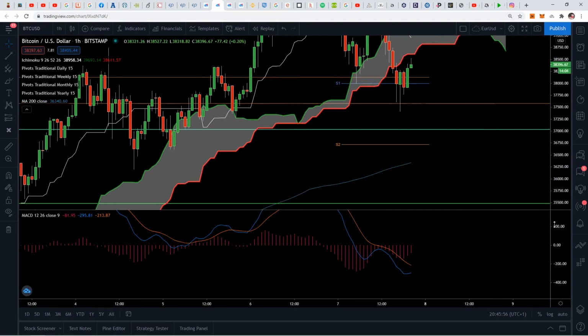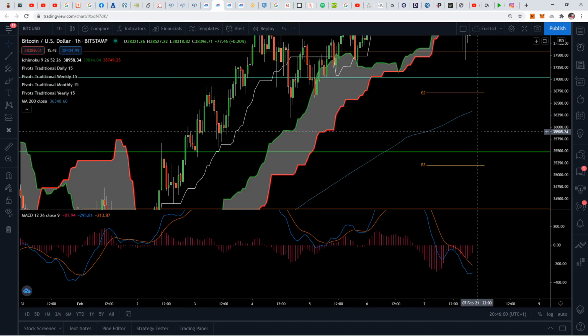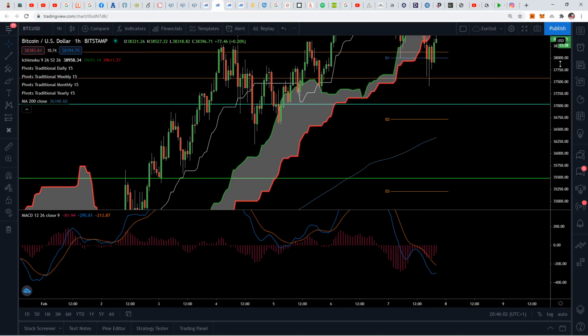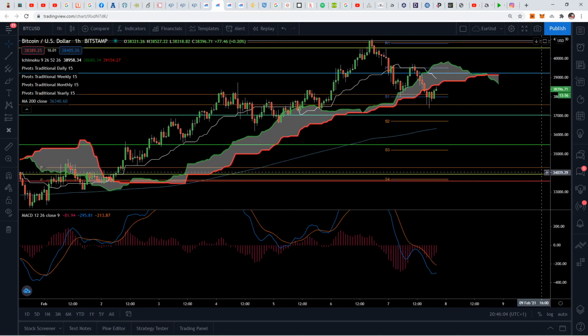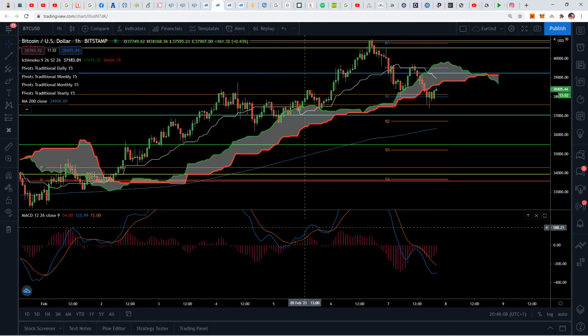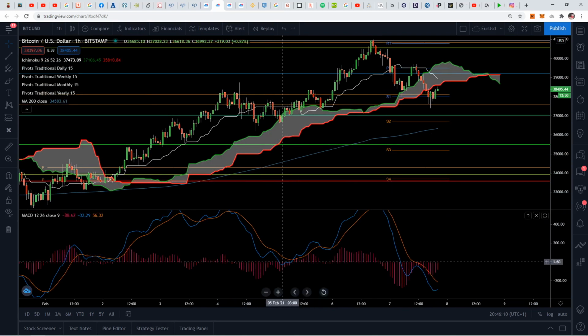Just to add something which is also of interest, and that is this. I'm going to show you this. So here you have the MACD indicator making a low, right here.